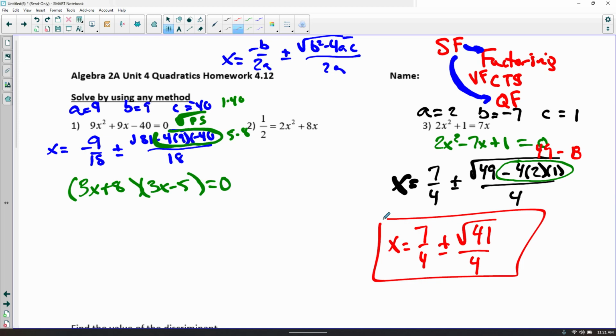That one is definitely looking to be quadratic formula. The quadratic formula is nice if A and C are fairly small. Okay? So in number 1, 9 and 40 are not small. That will jack the number up. Does that make sense? All right, so take a look at number 2.